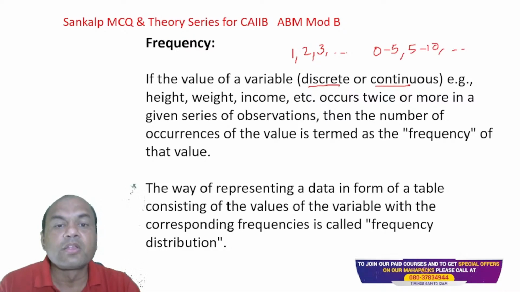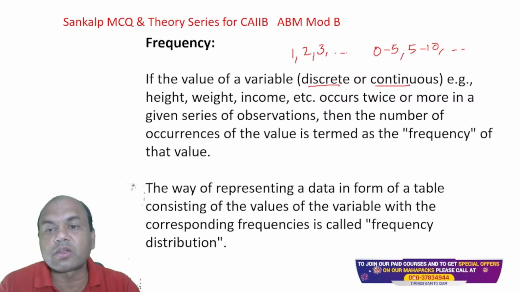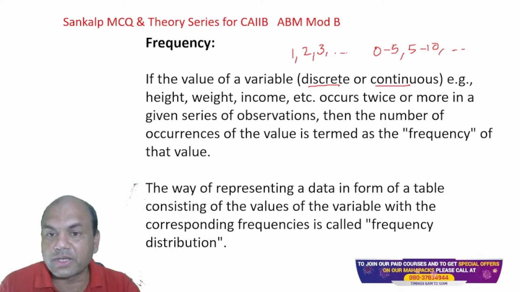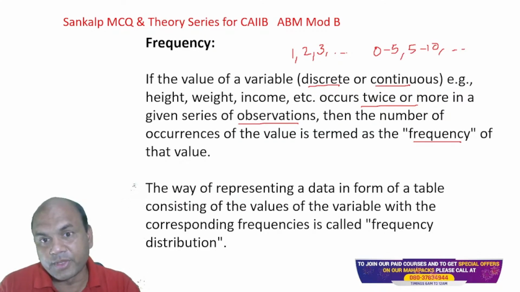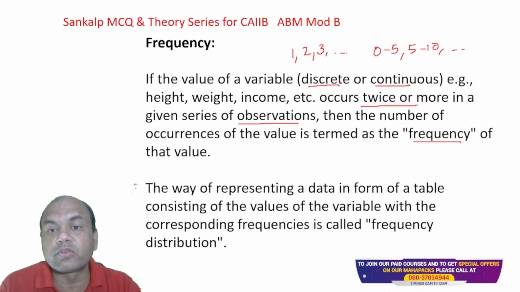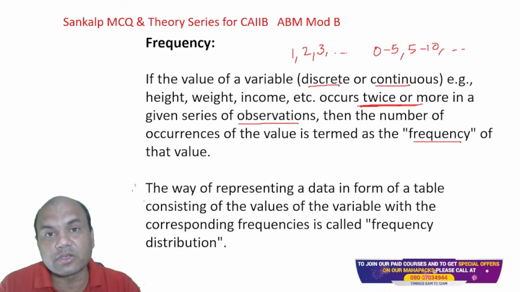Okay. So if the value of the variable, discrete or continuous, for example height, weight, income, occurs twice or more in a given series of observations, then the number of occurrences of the value is termed as frequency. So this is an important definition from exam point of view. In exam, this word twice or more will be important for you. Anything which appears twice or more will be called as frequency.